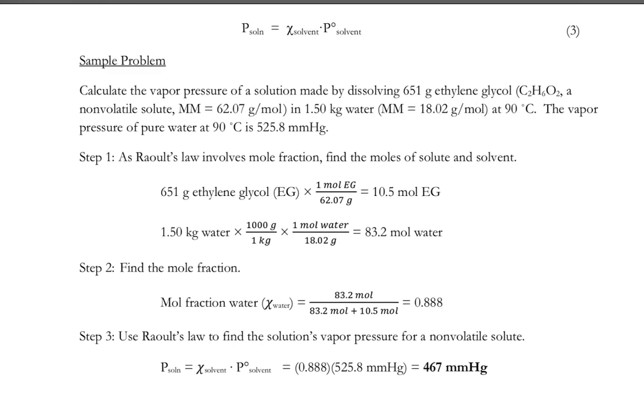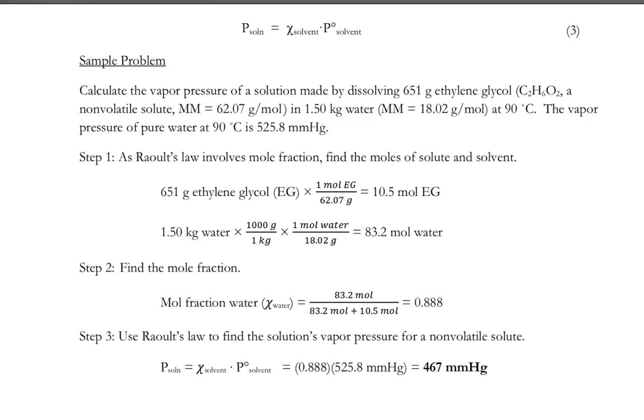Okay, so step one, let's actually see our equation. We have a non-volatile solute, so we are using this equation 3 version of Raoult's law. The vapor pressure of the solution is chi of the solvent times the vapor pressure of the pure solvent. So we have to figure out what chi of the solvent is, and that's the mole fraction of the solvent. So we have to get the moles of the solvent and the moles of the solute, and take the moles of the solvent and divide by the total number of moles.